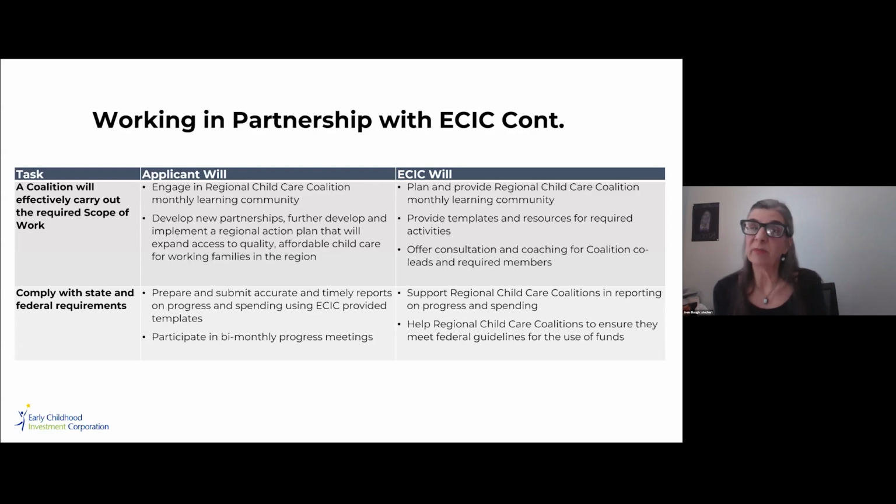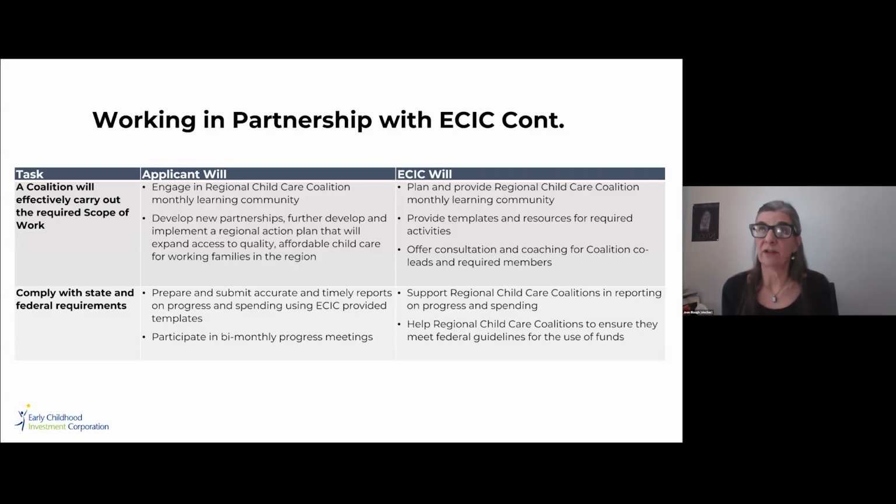So what will we do? We'll make sure that we're providing you with a high quality professional learning experience every single month, and we'll be asking regularly for your feedback on that. We'll be working together to make sure this is a valuable use of your time and your staff's time. We're going to provide you with templates and resources for anything that we require you to do to receive these funds. And we're here to provide consultation and, if needed, coaching to help ensure that the work of the regional coalition is able to proceed and that implementation can move forward effectively.